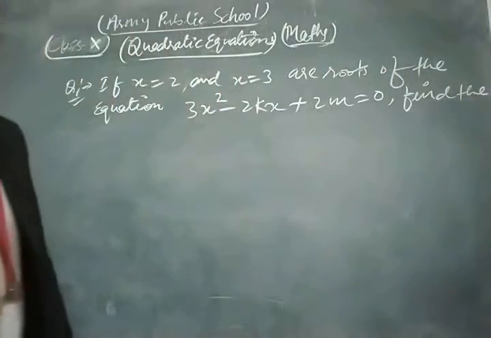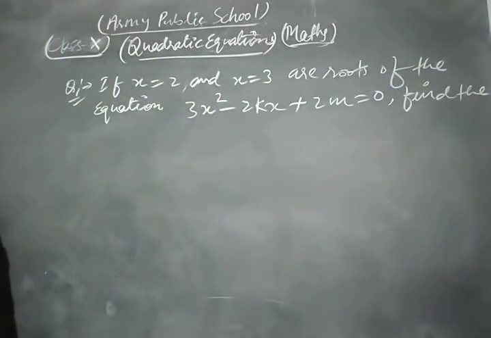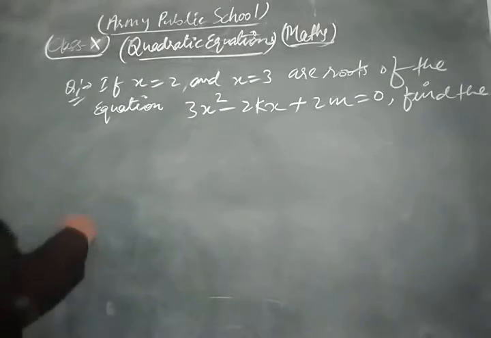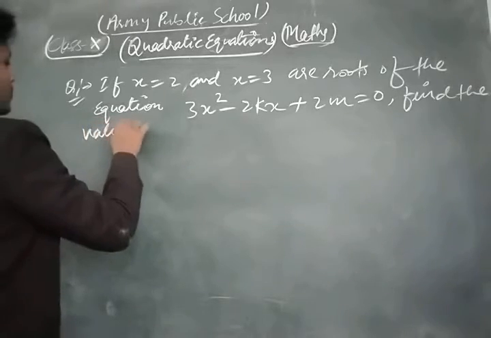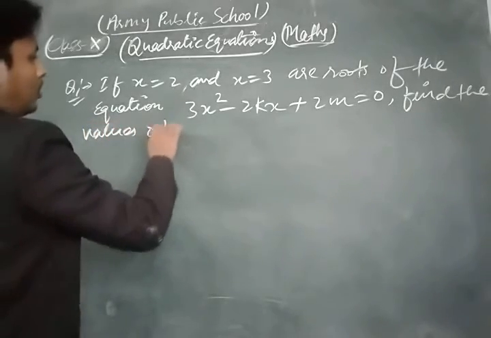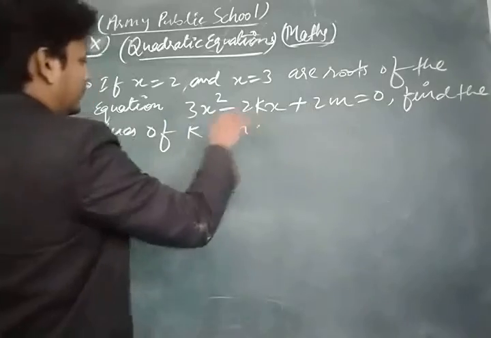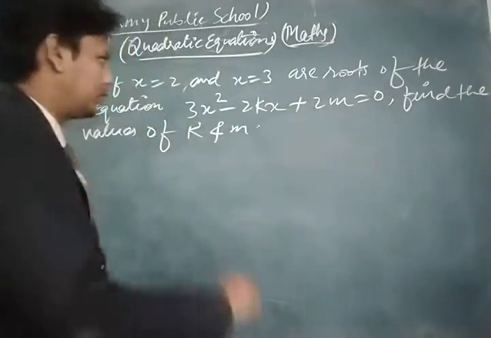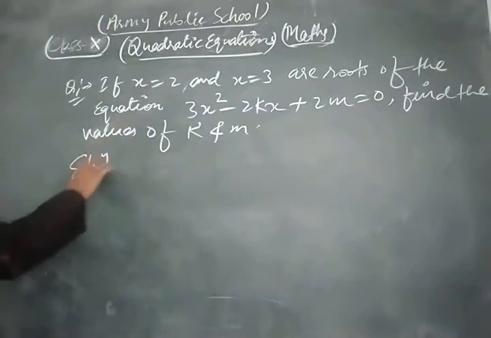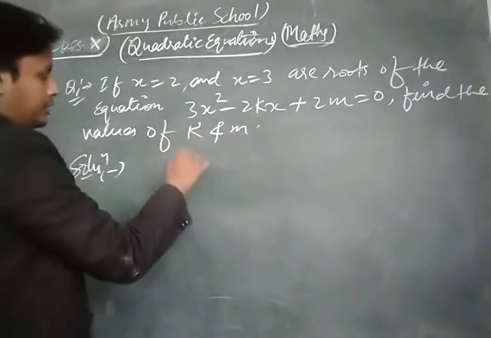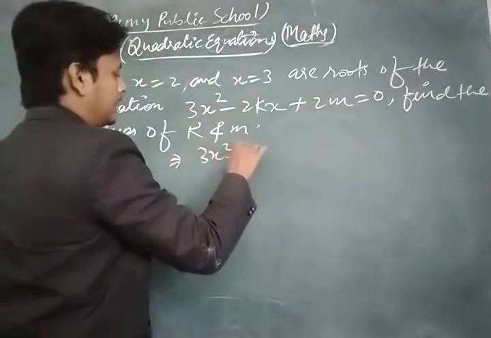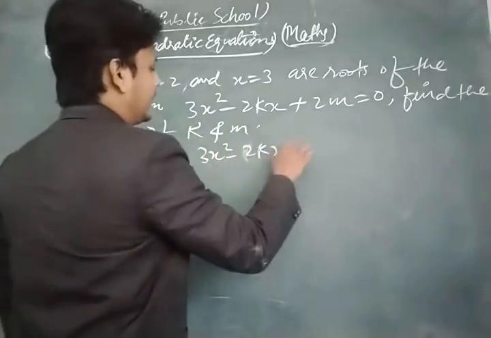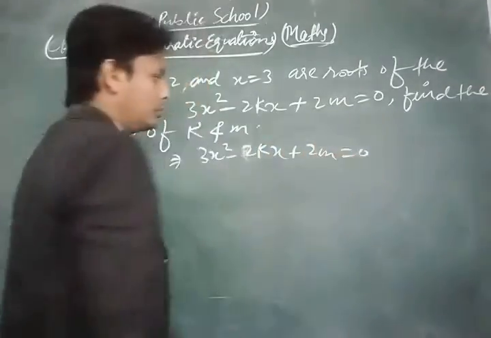Find the value of k and m. So this is a very easy question, dear students. Now let's see its solution. Dear students, we have an equation: 3x square minus 2kx plus 2m is equal to 0.